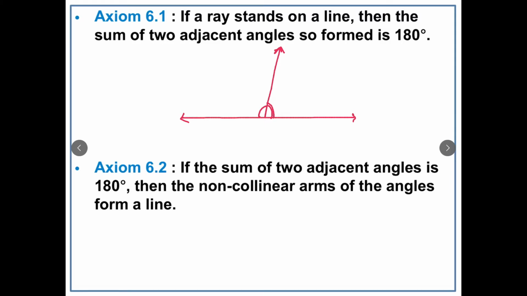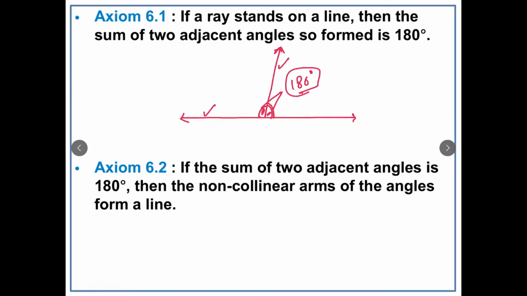Okay, the sum of the two adjacent angles so formed is 180 degrees. That means the sum of these two angles will be 180 degrees. This is what axiom 6.1 says: if a ray stands on a line, which is this baseline, then the sum of the two angles so formed is 180 degrees. This is what axiom 6.1 says.